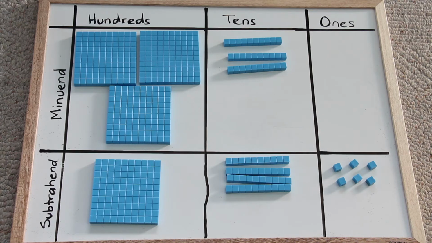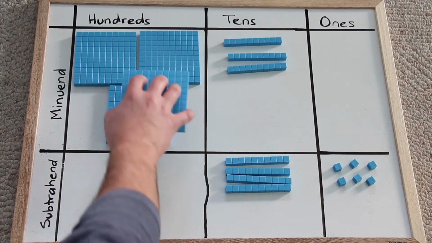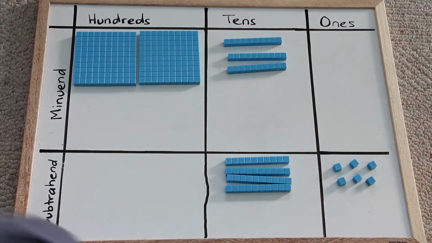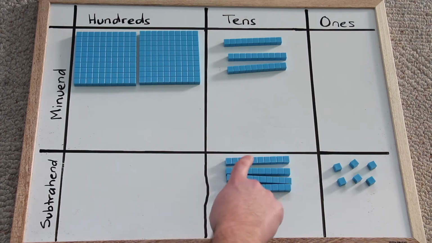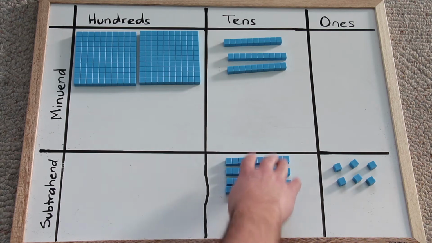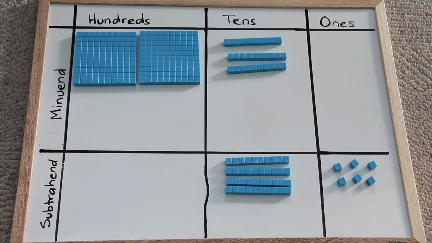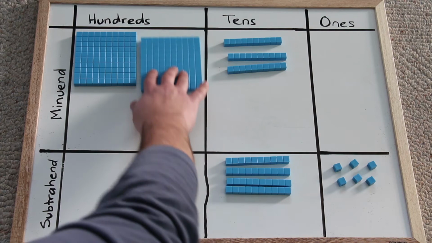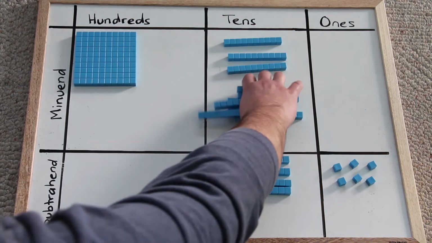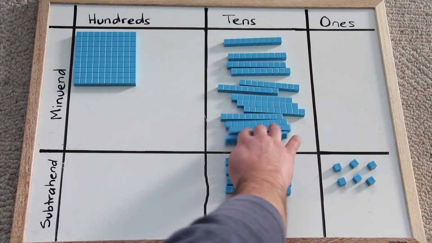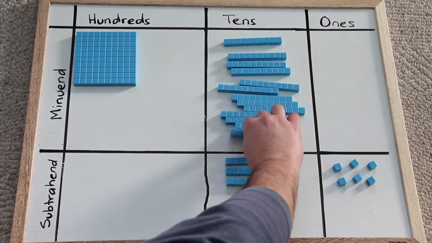In this model, we're going to start in the hundreds column and match and take out pieces. So let's start. We can match our flats and take them out. Notice that there are no more flats left in our subtrahend position, so that means we can move on to our tens. You'll notice that there are more tens in our subtrahend position than there are in our minuend. This means we have to make a trade. So we'll trade 1 flat for 10 rods, and then we can continue to match and take away.